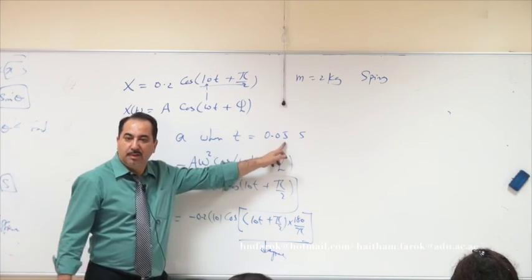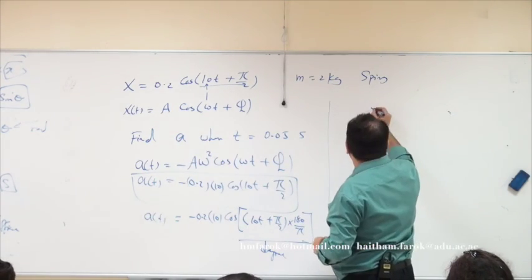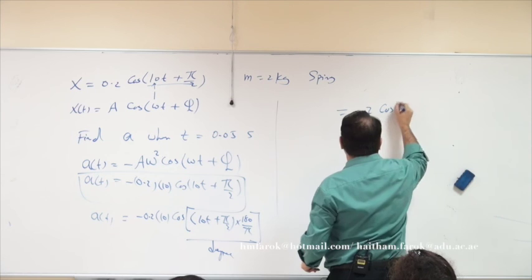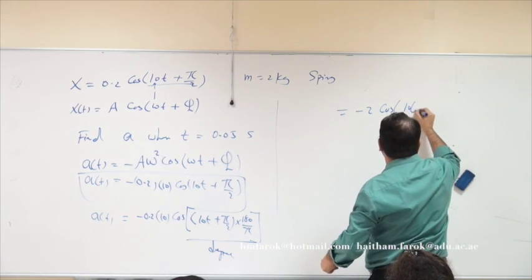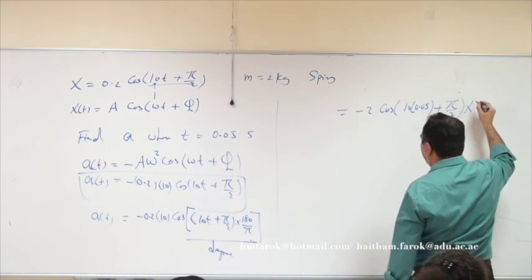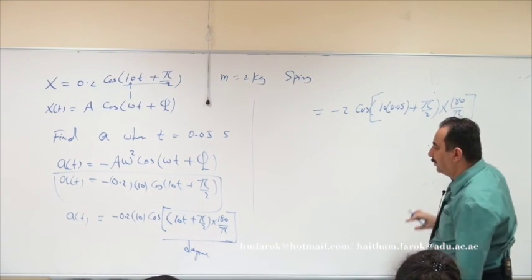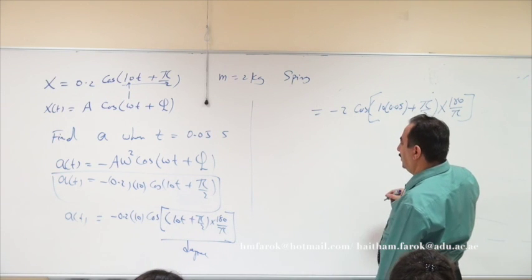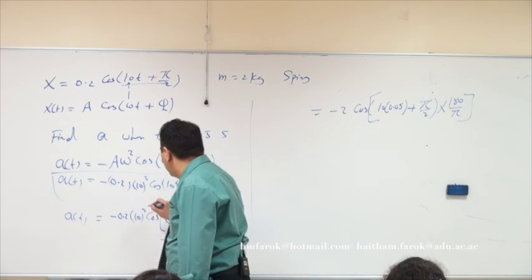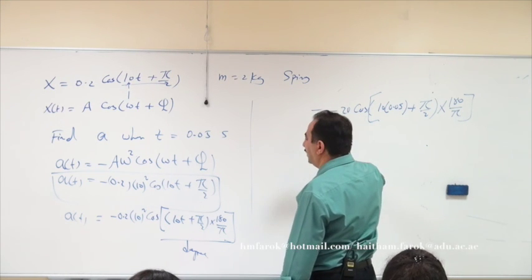What is the time? So put 0.05 there. I will not do it because you have the solutions. I just show you what to do. So this is minus 2, cosine, 10 by 0.05 plus pi over 2 multiplied by 180 over pi, all squared. Square, yes. So it's 20, yeah?